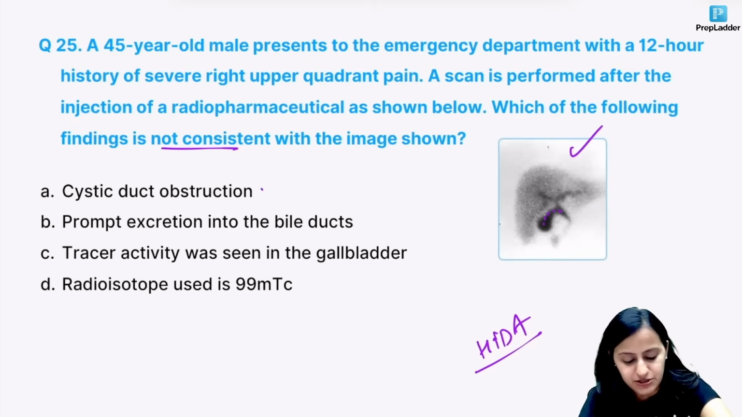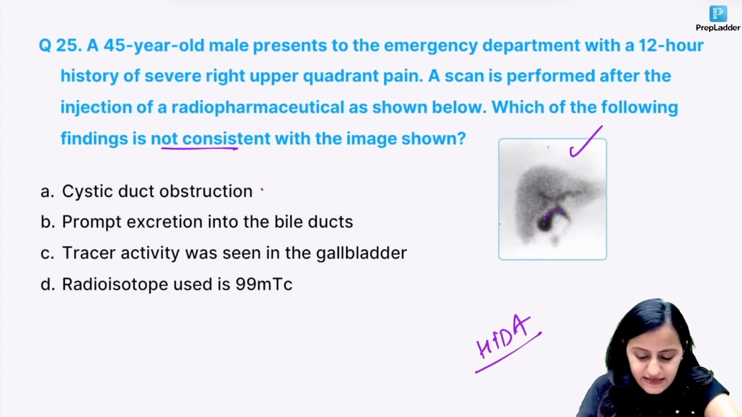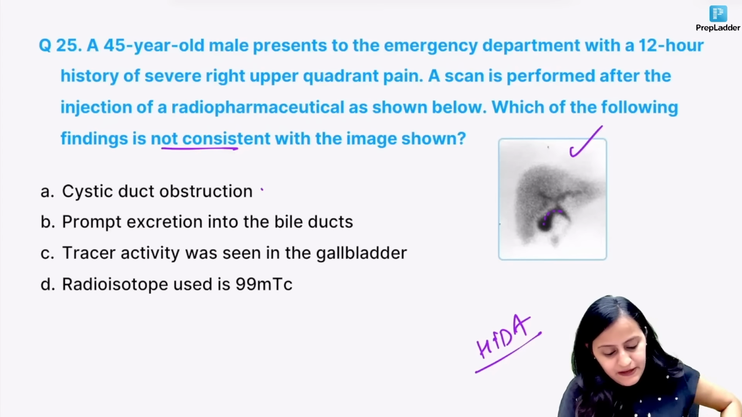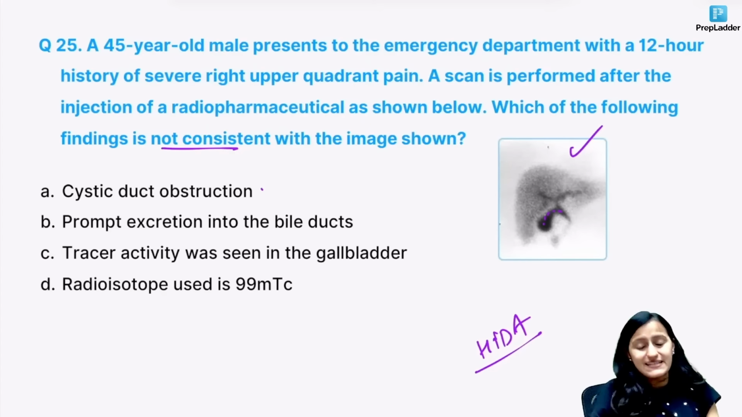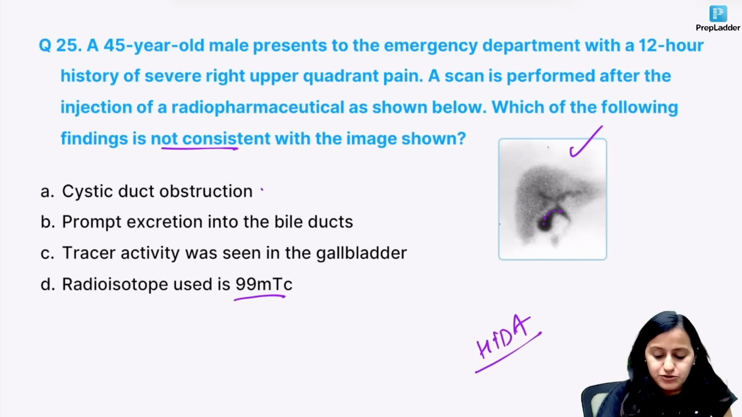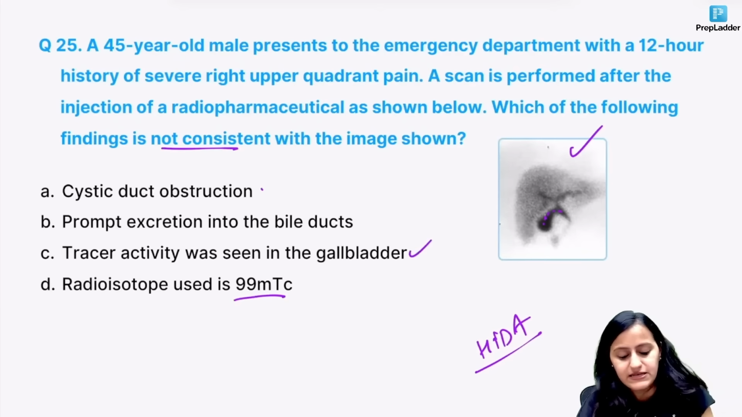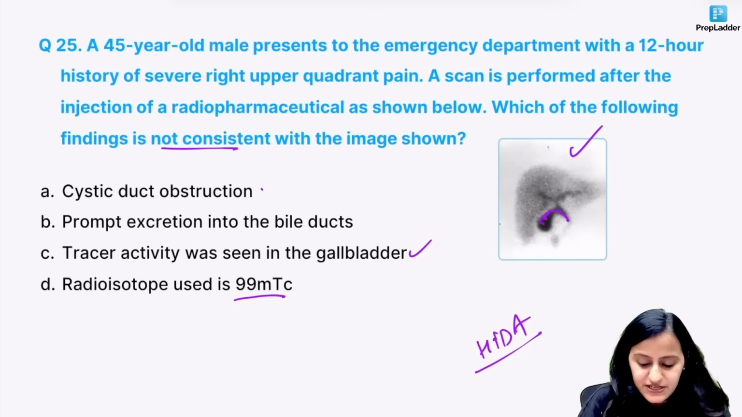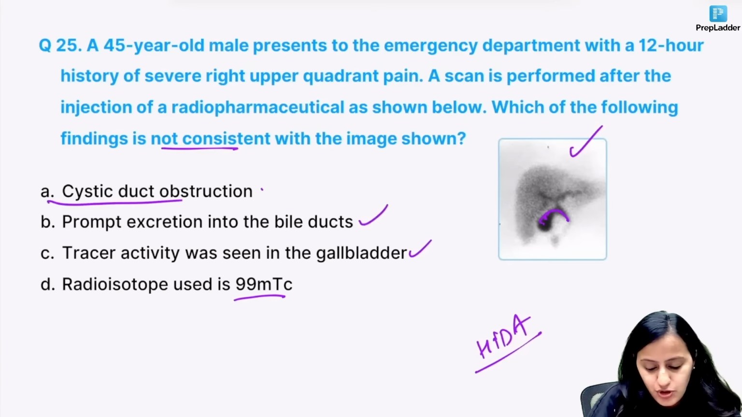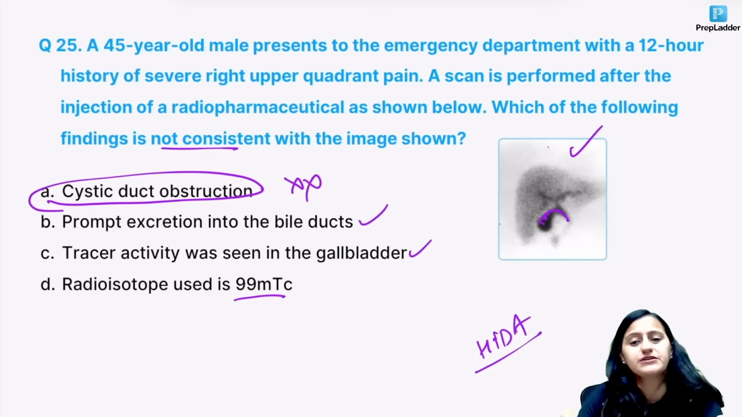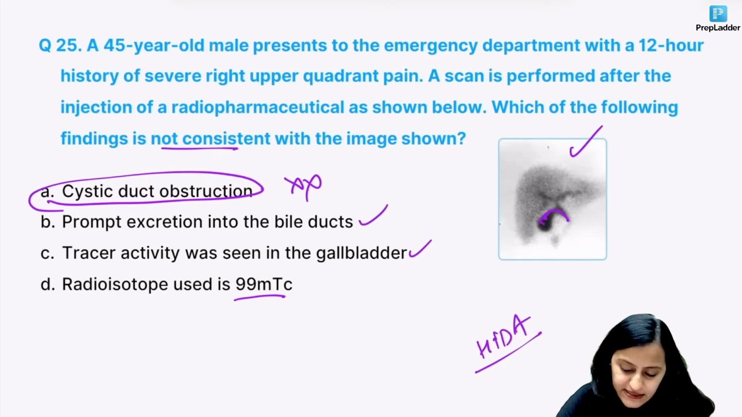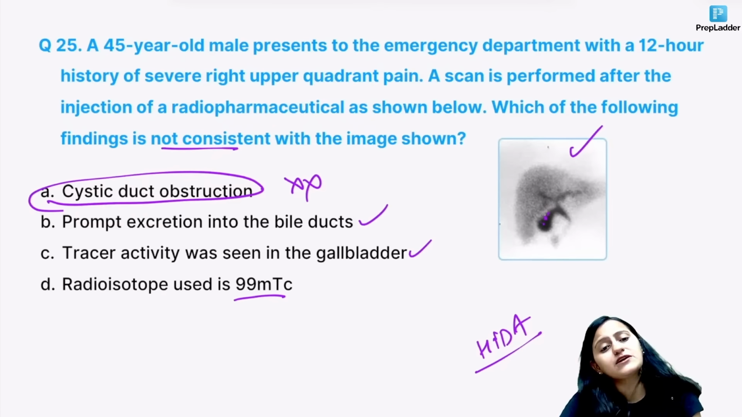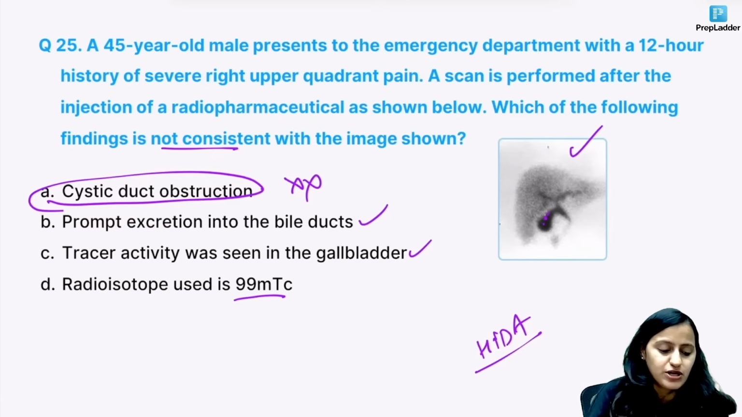Prompt excretion into the bile ducts. The tracer activity was seen in the gallbladder. And the radioisotope used is technetium, the most common radioisotope. You can see the activity in the gallbladder. There is excretion into the bile duct. So there is no cystic duct obstruction here. So that is not consistent.